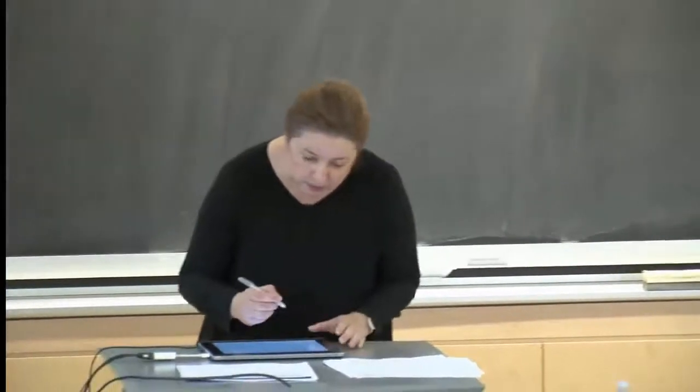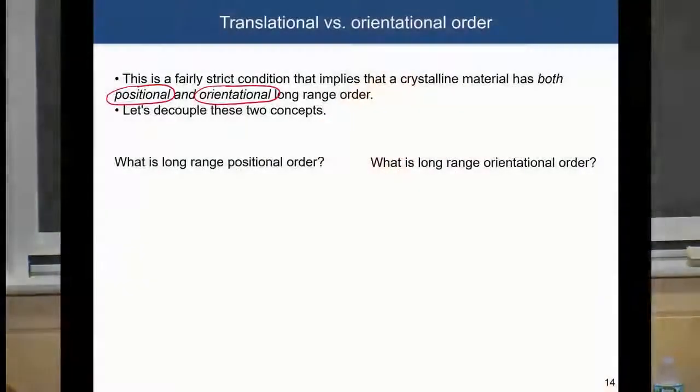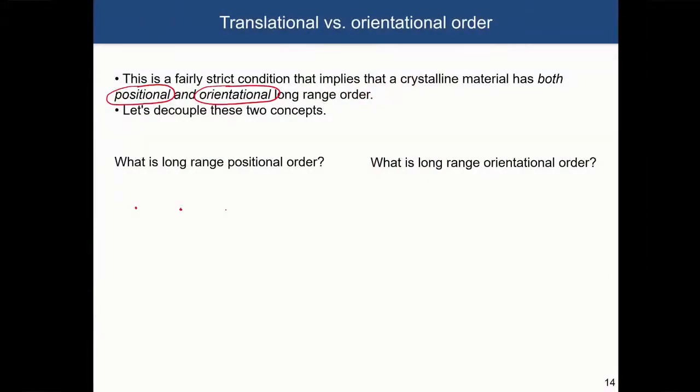So when we talk about the long-range positional order, what that simply means is that you can define a lattice, right? If you have a crystalline material, the long-range translational order simply means that you can define basis vectors T1 and T2 in two-dimensional space that will completely describe this particular material in a long range. And that's simply the positional order.